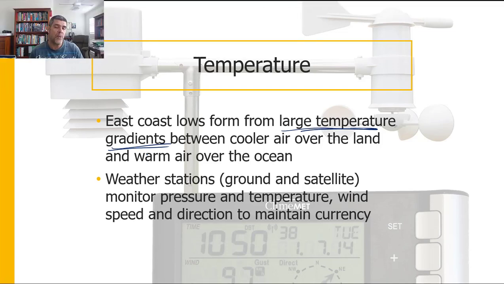As I said, weather station data, which comes from both ground-based and satellite-based monitoring systems, keep regular checks on or updates on the air pressure or the atmospheric pressure, and also the temperature. And this can include both air temperature and water temperature, because there's a number of these that are also located in and around the oceans. We can also look at wind speed and direction, and this also gives us a little bit of information about what might be happening in the future to our pressure systems, our lows and our highs. And this helps us maintain currency.